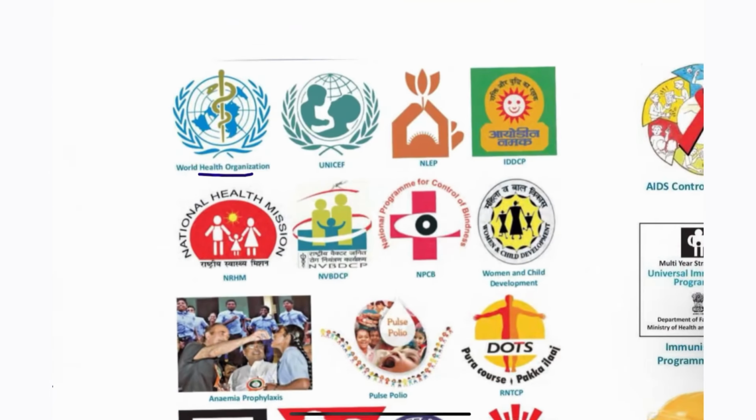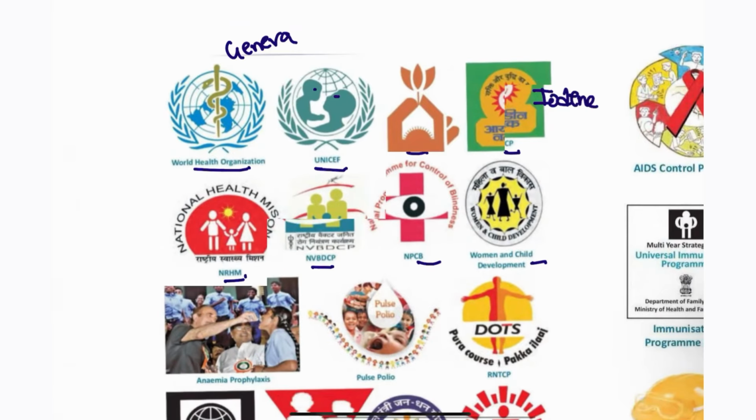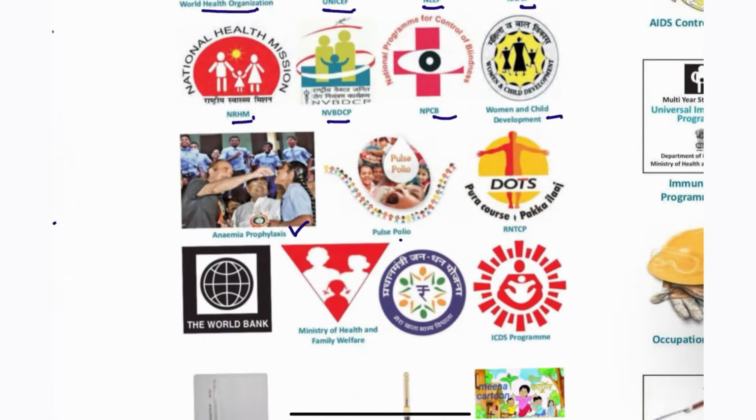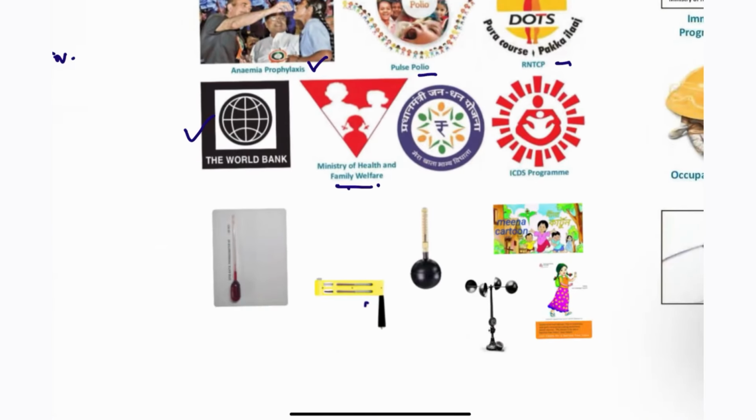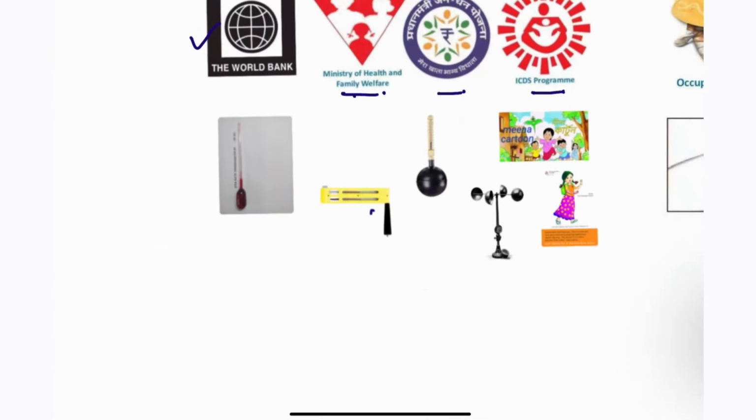Next, other types of logos. World Health Organization. Where is the headquarters? Geneva. And UNICEF for maternal and child welfare. And again, leprosy. This is for iodine, and women and child development, vision and vector-borne diseases, and National Health Mission, anemia prophylaxis, pulse polio, and this is the DOTS program for TB, World Bank, and Ministry of Health and Family Welfare. This is for Jan Dhan Yojana for the incentives, ICDS program.